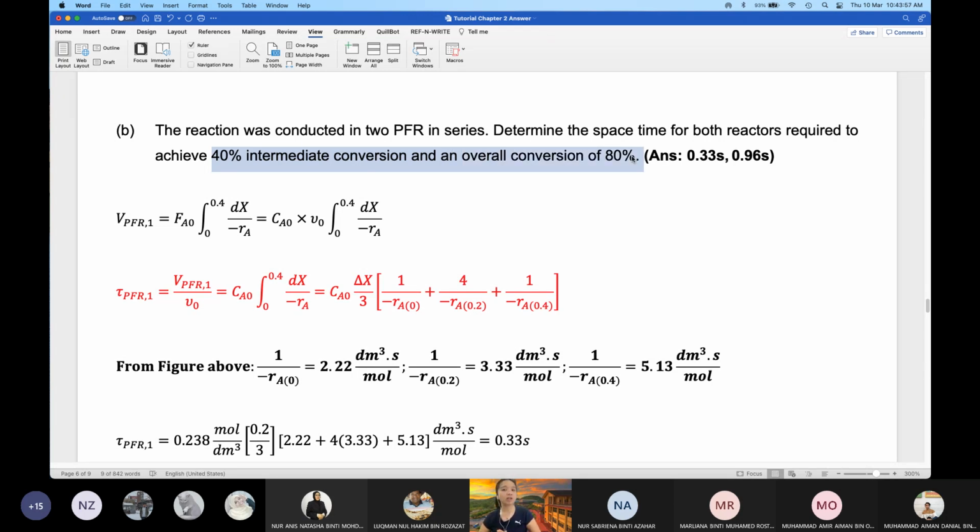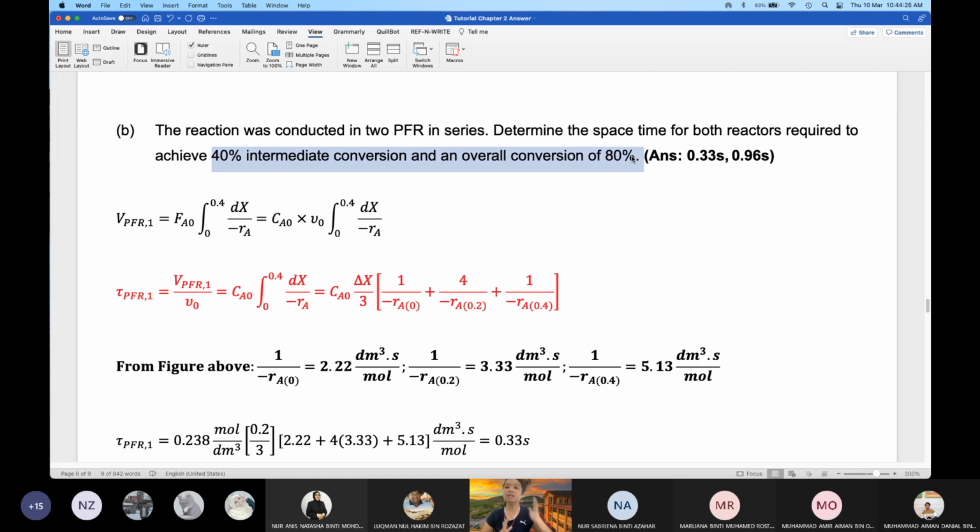Okay, this question says I have 2 PFR in series. First reactor X1 is 0.4, second reactor X2 is 0.8. And it says now it is not asking to find volume, not asking to find FA0, it asks us to find space time. So space time, you have learned before, I have taught space time. But I did not teach space time in the form of design reactor volume, but this question involves both. So how do we do it? Okay, so now mind.